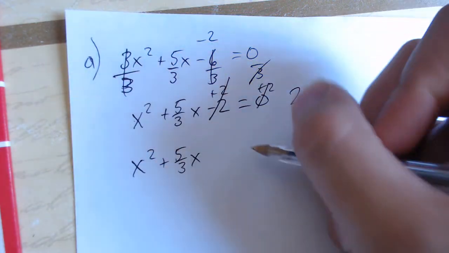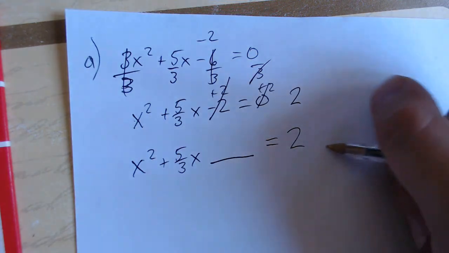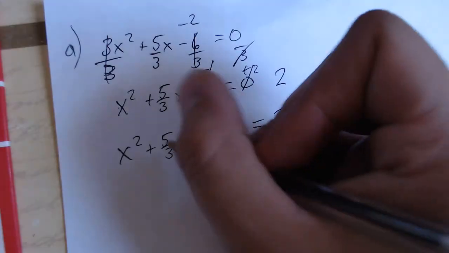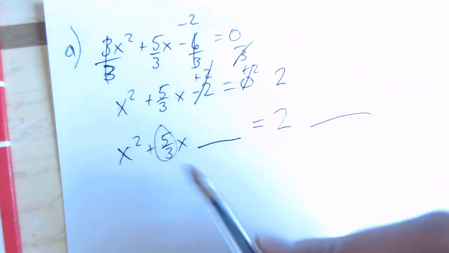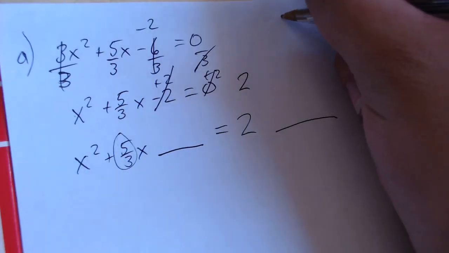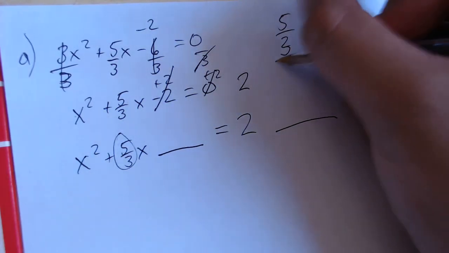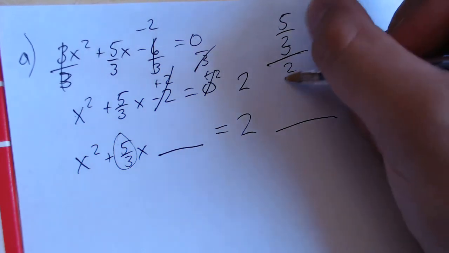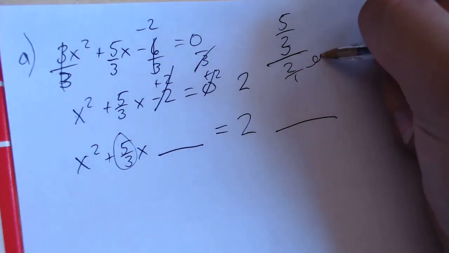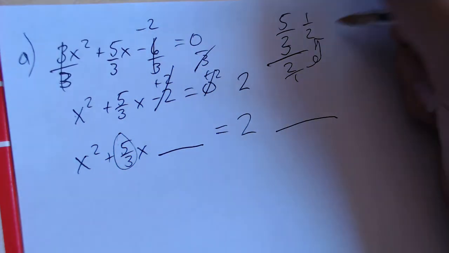5/3 x. You remember that we're going to have to add a term to each side of the equation. To find that term, we take this middle number right here, the coefficient of the single x term. We're going to take that and divide it by 2. So 5 over 3 divided by 2, which you could think of as 2 over 1, and then we'll just invert and multiply, and so then that becomes 5 over 6.